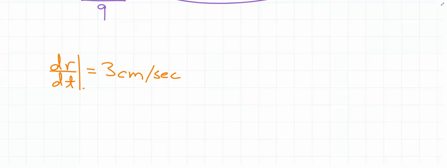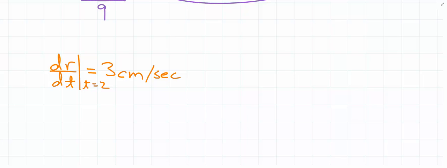Now, let's suppose that in this situation the radius of those flapjacks is changing at 3 centimeters per second. Let's just give it a value. Let's say when t equals 2. After you've been pouring this flapjack batter for 2 seconds, the radius is changing at 3 centimeters per second.